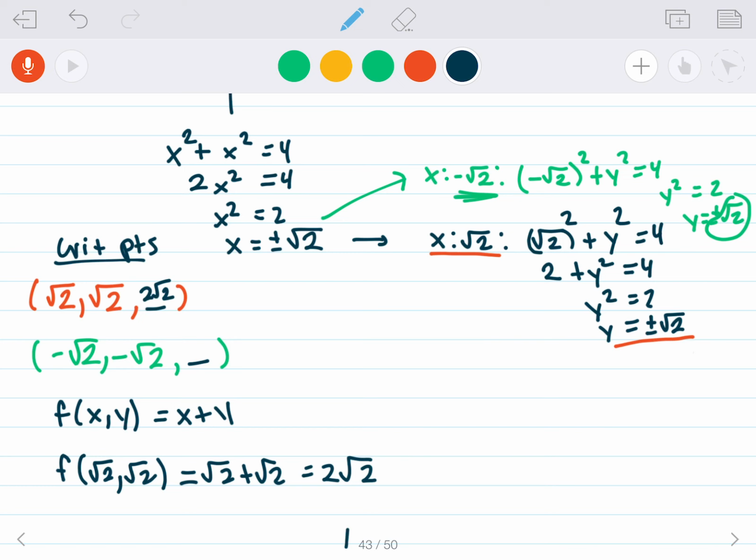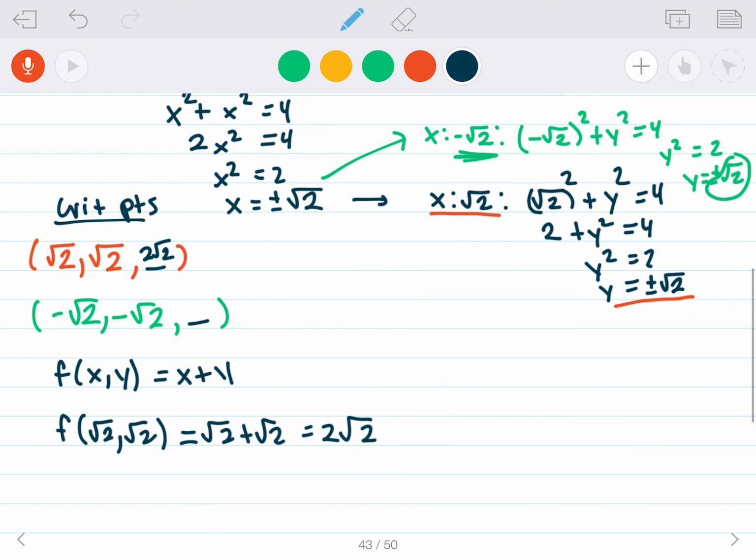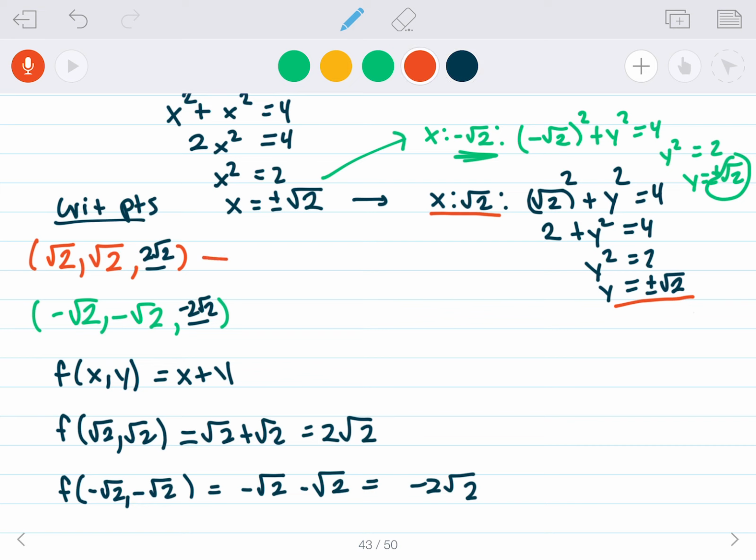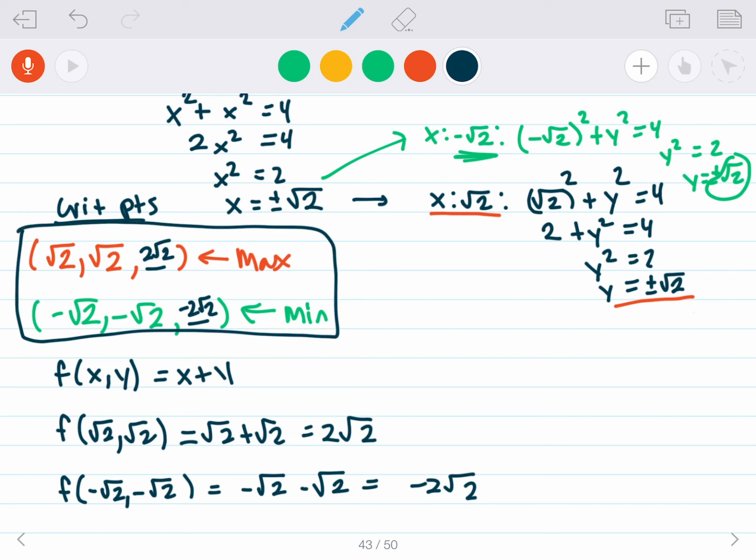And then if I plug in negative root 2 into my function, I get negative root 2 minus root 2, which is equal to negative 2 root 2. So since these critical points are the only candidates for maximum and minimums, it must be that the bigger one is the maximum, 2 root 2, and the smaller one is the minimum. Okay, so that's the absolute max and the absolute min subject to the constraint of the circle.